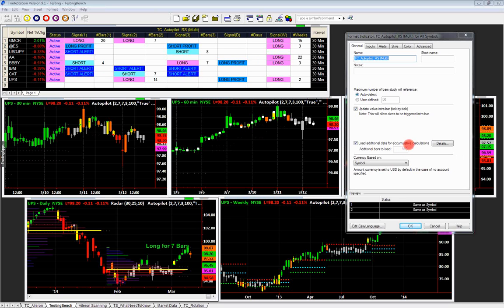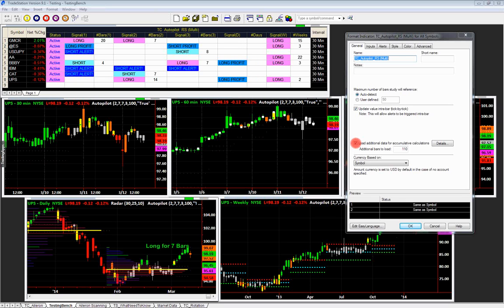And the reason for that is we need to look back in time. We need to have at least that many to calculate all of the different parameters of the AutoPilot algorithm in order to do so. Now, if I was to actually take this off, I'd have a problem. This would not calculate correctly. It would just sit there and everything would either look strange or blank. So you need to make sure that you have this load additional data for accumulated calculations.